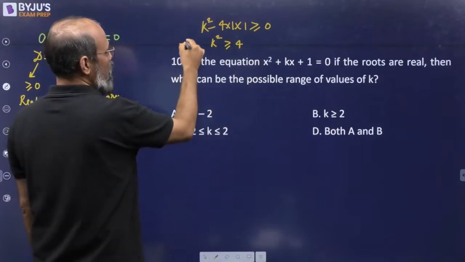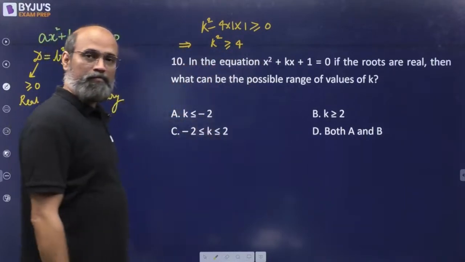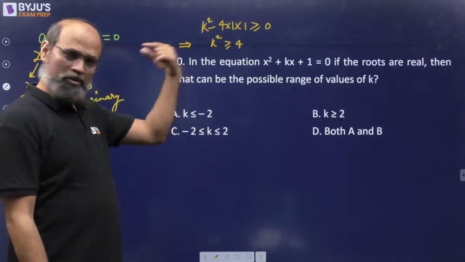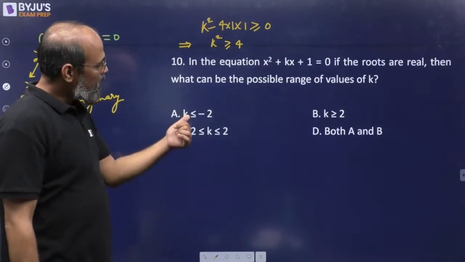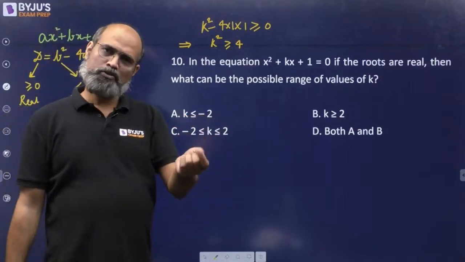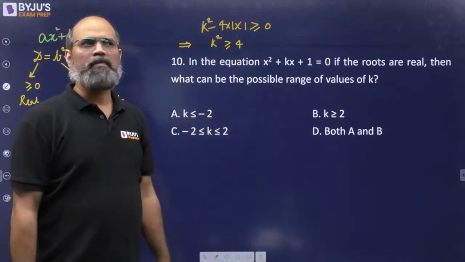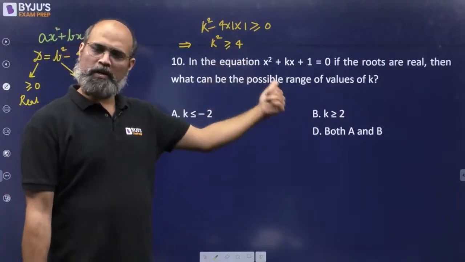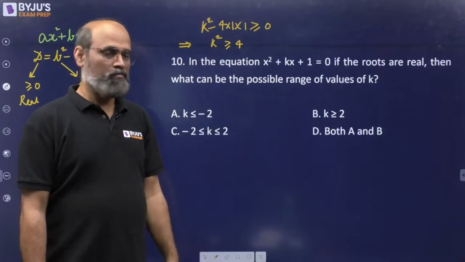Now, do you know how to solve this inequality? If you know, great. If you don't know, put the values from the options. k less than or equal to -2. So take -2 or any number smaller than it. I took -4. If I put -4 here, -4 squared is greater than or equal to 4.